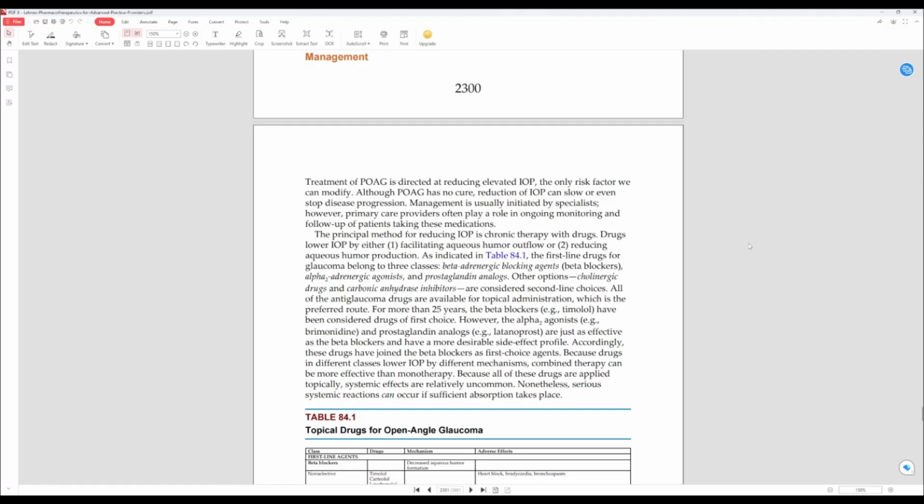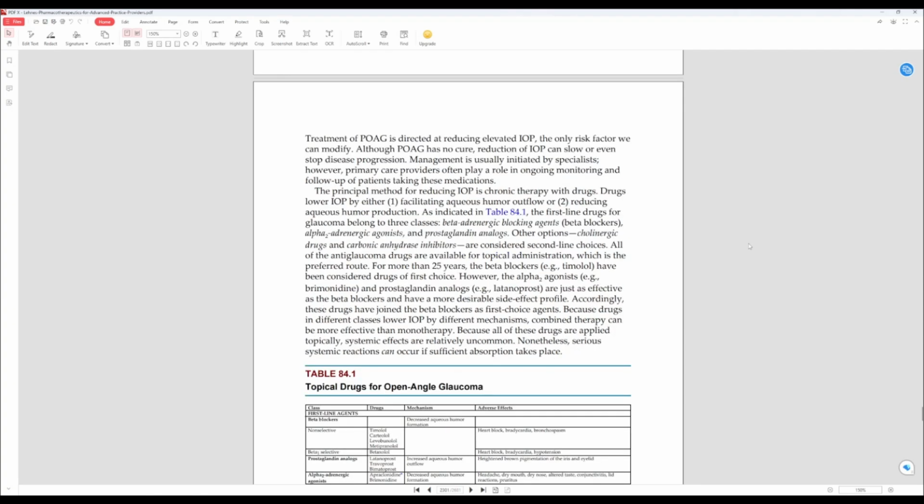For more than 25 years, the beta blockers have been considered drugs of first choice. However, the alpha-2 agonists and prostaglandin analogs are just as effective as the beta blockers and have more desirable side effects profiles. Accordingly, these drugs have joined the beta blockers as first choice agents. Because drugs in different classes lower IOP by different mechanisms, combined therapy can be more effective than monotherapy. Because all of these drugs are applied topically, systemic effects are relatively uncommon. Nonetheless, serious systemic reactions may occur if sufficient absorption takes place.